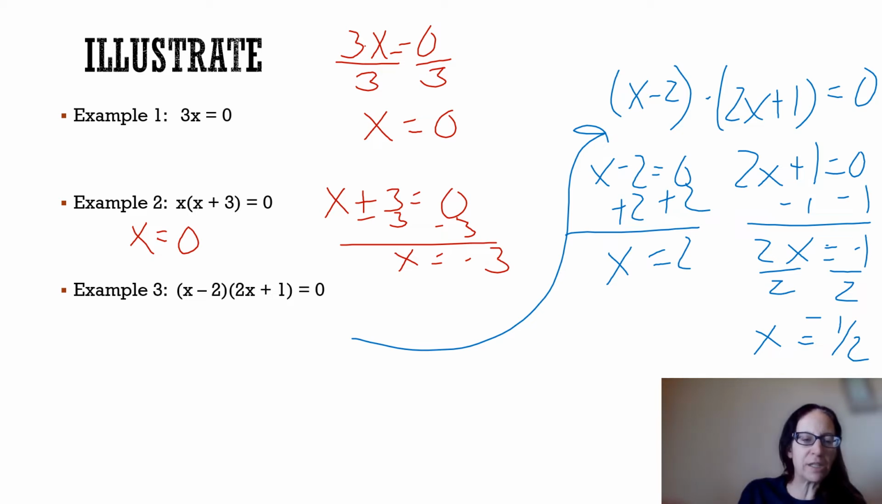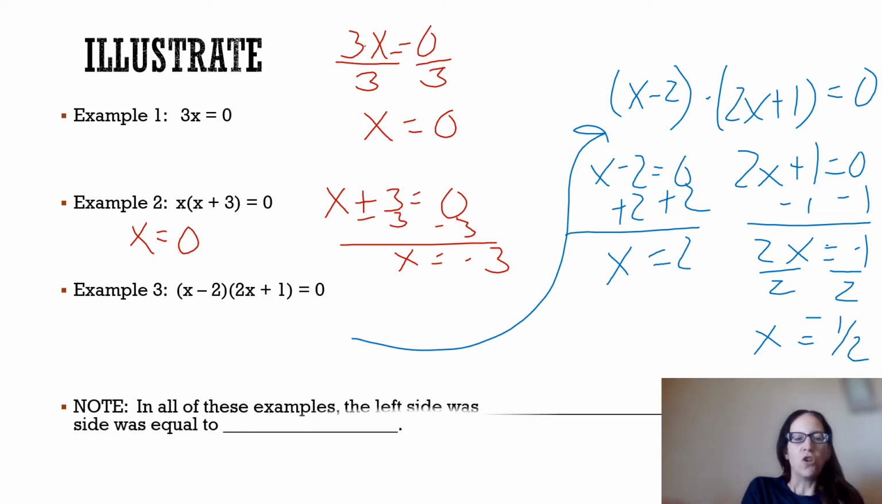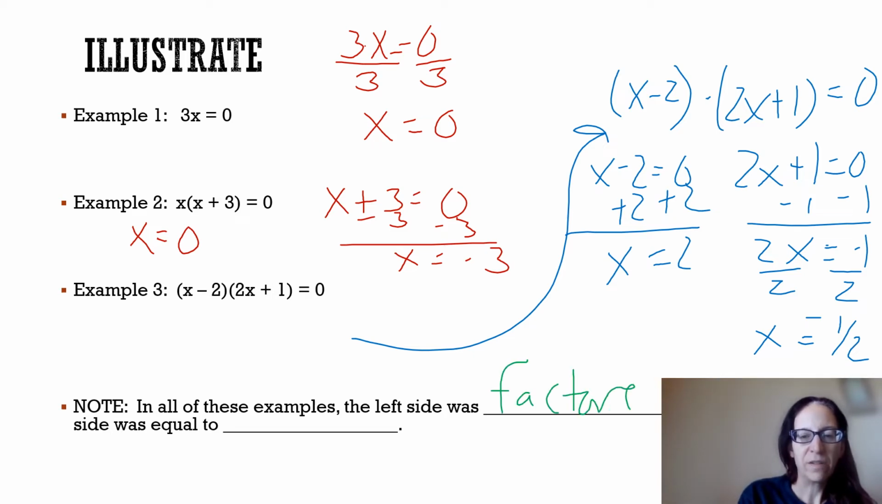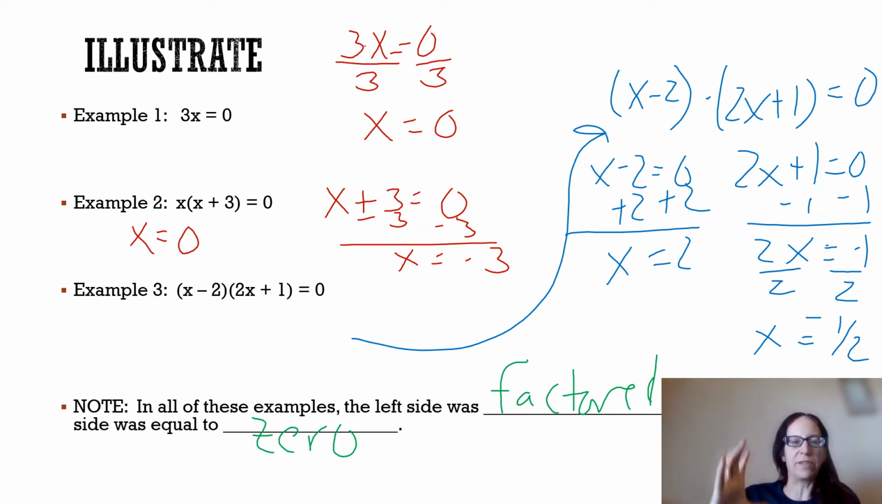Now I want you to notice something about all of these. Note in all of these examples, the left side was factored, and what you can't see under my head is, the right side was equal to 0. Take a moment and let that fact just digest in your head. The left side was factored. Remember, we're going back to those words.